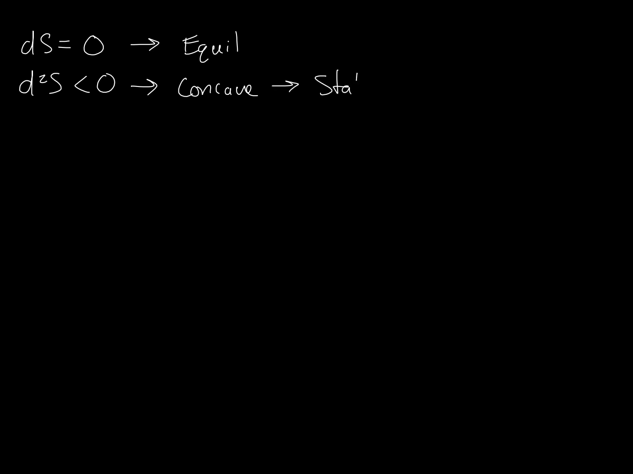So what we have applied so far is that dS is equal to 0 to get the equilibrium criteria. What we're going to look at now is that d squared S has to be less than 0, which means it is concave. And we're going to derive some stability relationships.